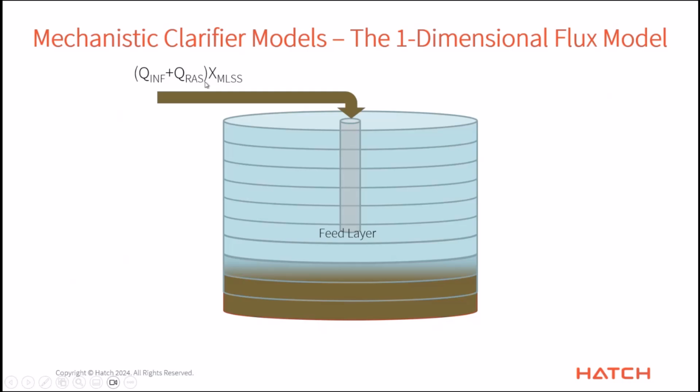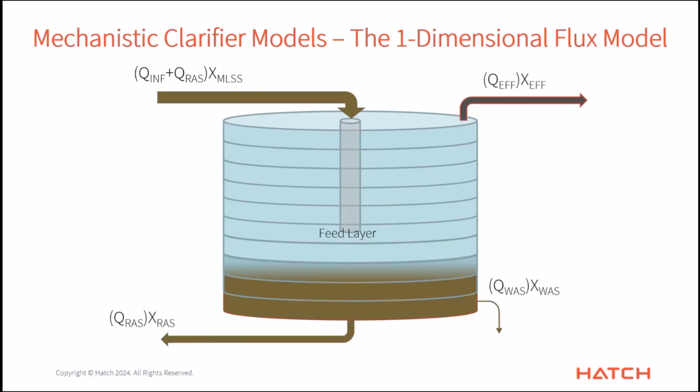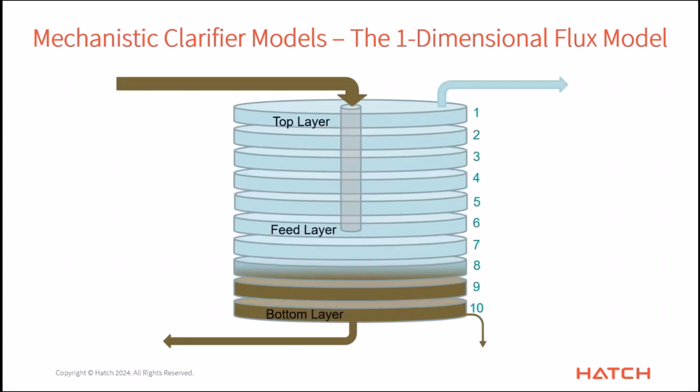And so we have our flow of solids coming in here. This is the influent plus the RAS times the concentration. So that's flows coming in here. We're wasting some. We have some effluent, and we have some recycle going back. And so the way that we predict all of these concentrations is we break them up into 10 layers, and for each one we're doing a mass balance of the solids around each individual layer. So they're numbered. If you are using GPS-X, they're numbered from the top down. You can actually plot each individual layer if you like.